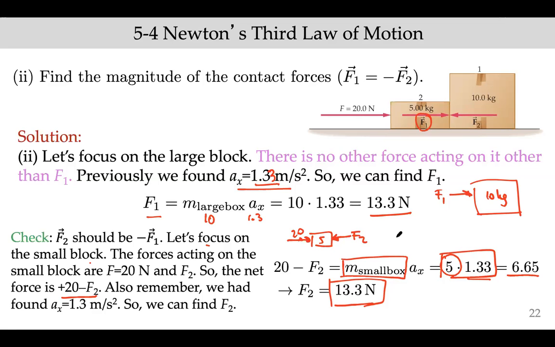Now, what was F1? Look at F1 here, and look at F2. The magnitudes are exactly the same. And that's what we expect, right? They are action-reaction forces in opposite directions, but the magnitudes are exactly the same.